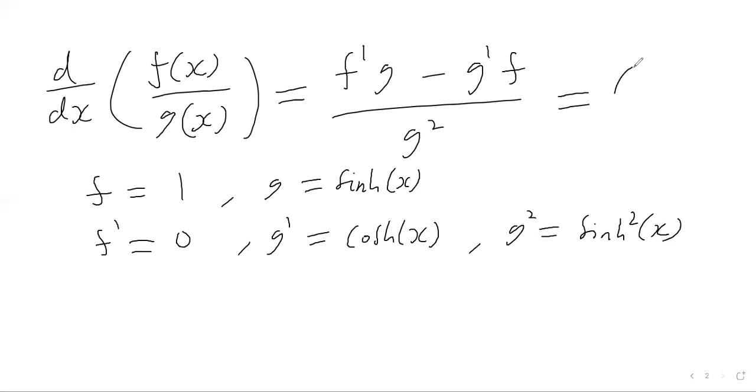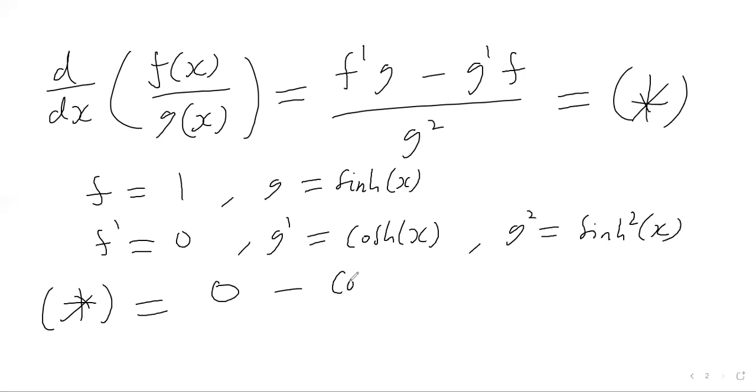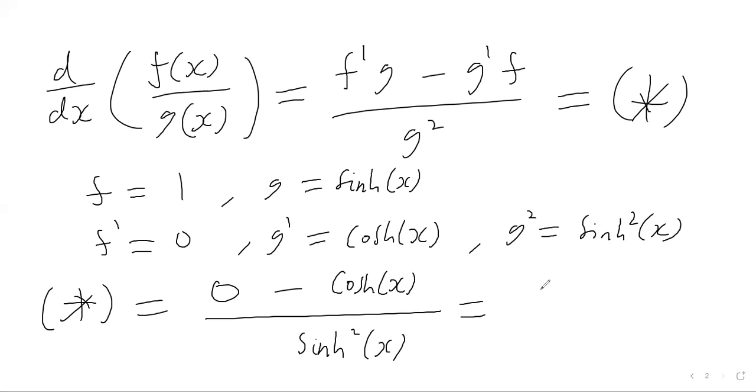I'll just call this star. So therefore star equals, f dash is 0, so this first term's actually going to be 0, because 0 times anything is just 0. And then take away g dash, which is cosh x, multiplied by f, which is just the number 1. So that's our numerator. And our denominator is g squared, so hyperbolic sine squared of x. Okay, cool. So when we simplify it, we get negative cosh x over sinh squared of x.